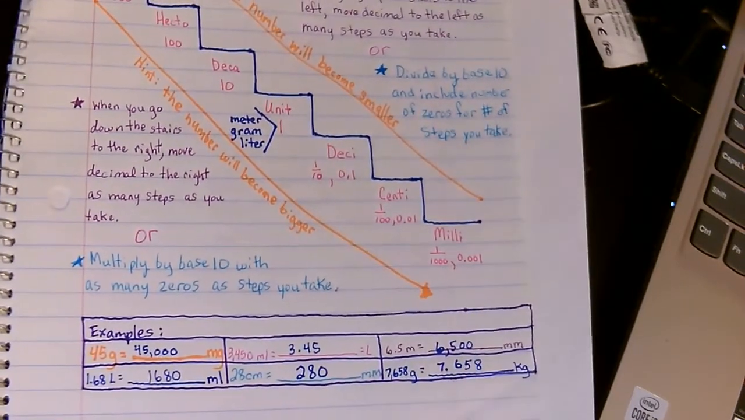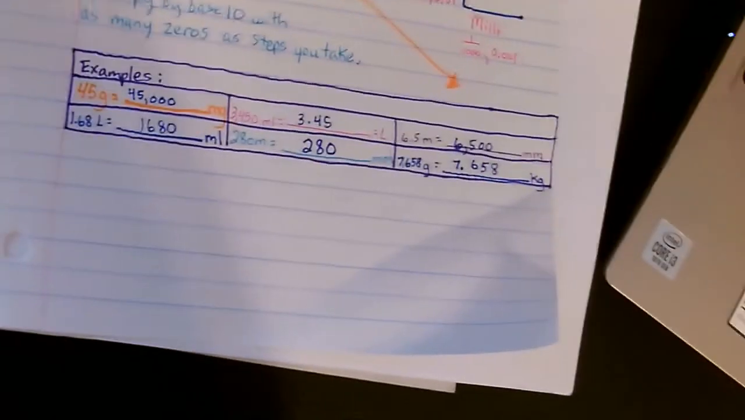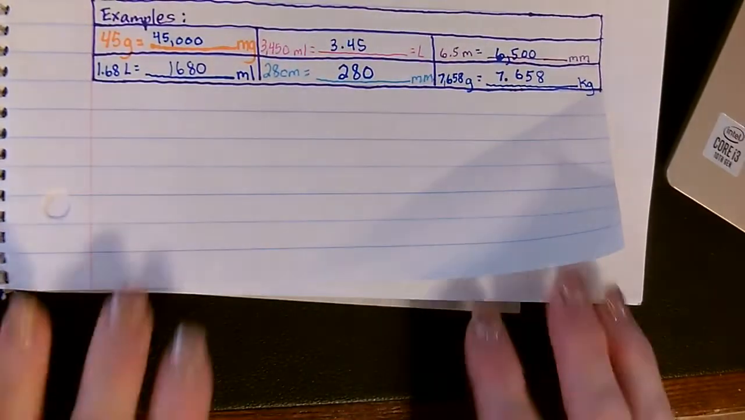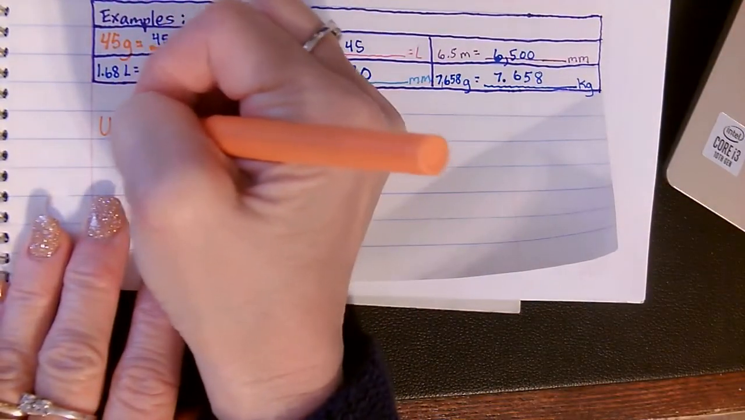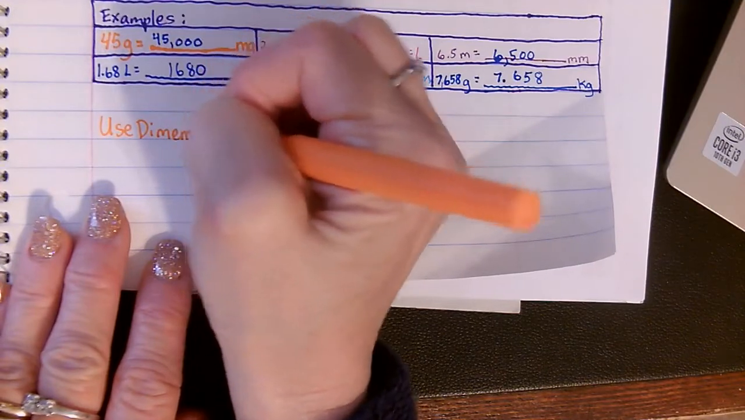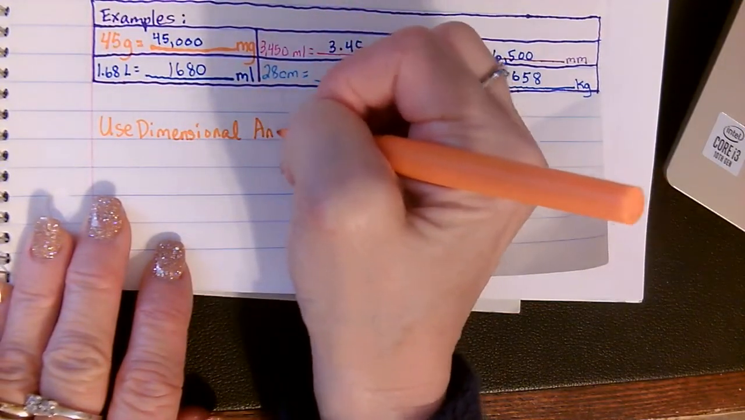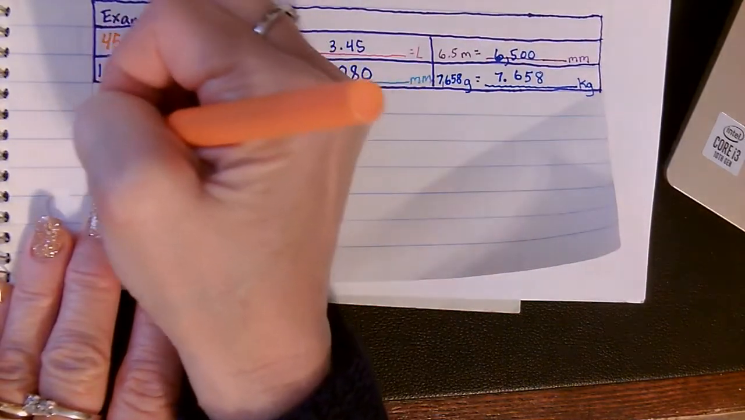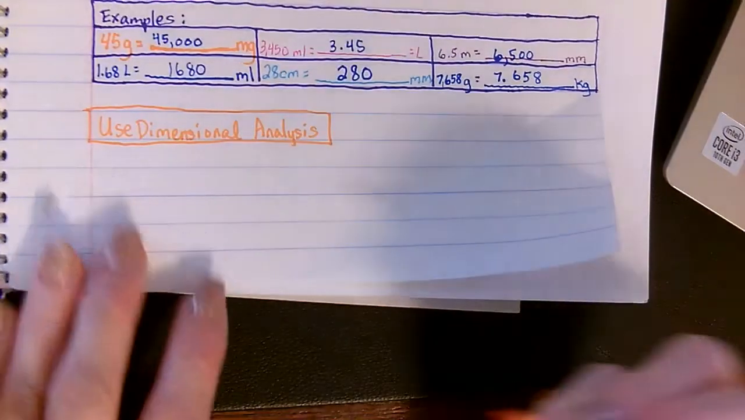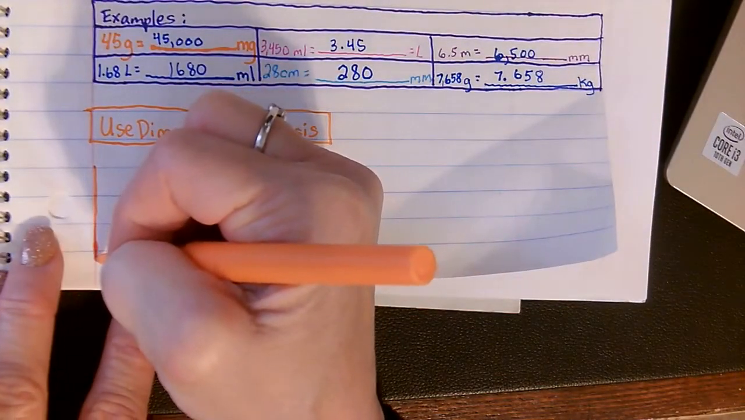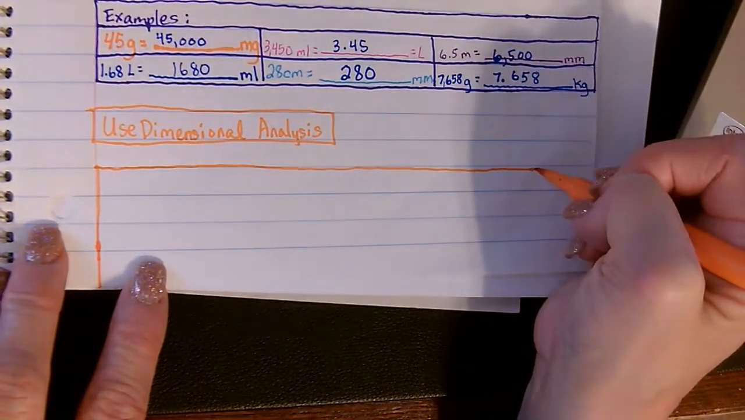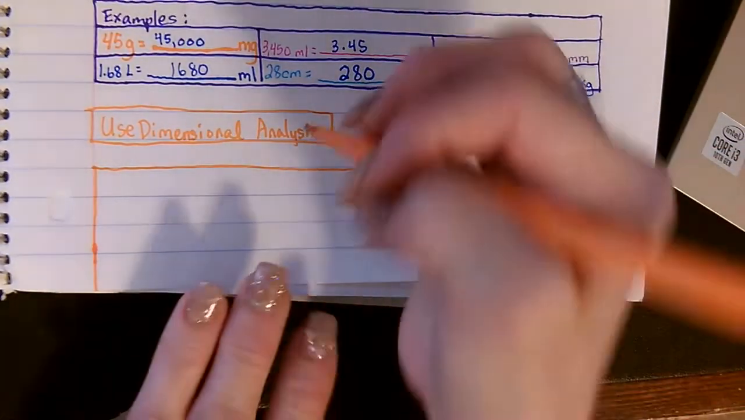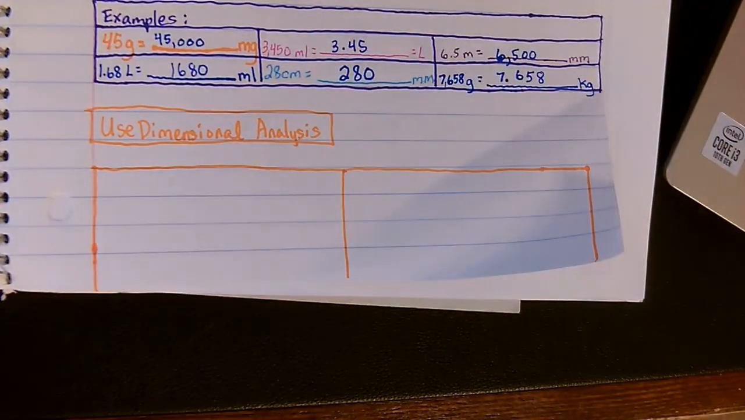So we are going to move on down to this part of our page. Right here, okay? And let's start by labeling use dimensional analysis. Make a box here. And then I'm going to go down here and break this out into 2 boxes. Because we're going to do 2 examples, all right?